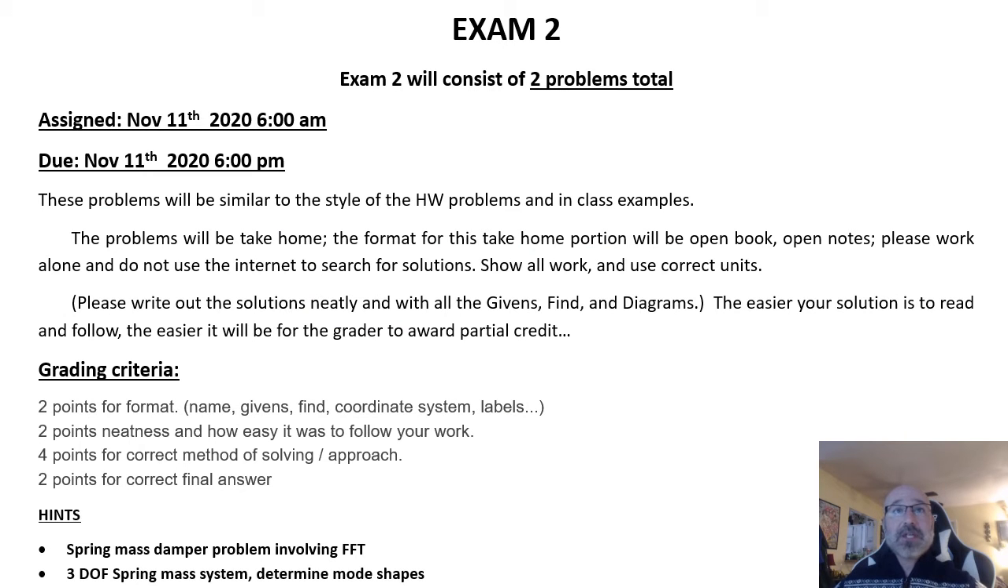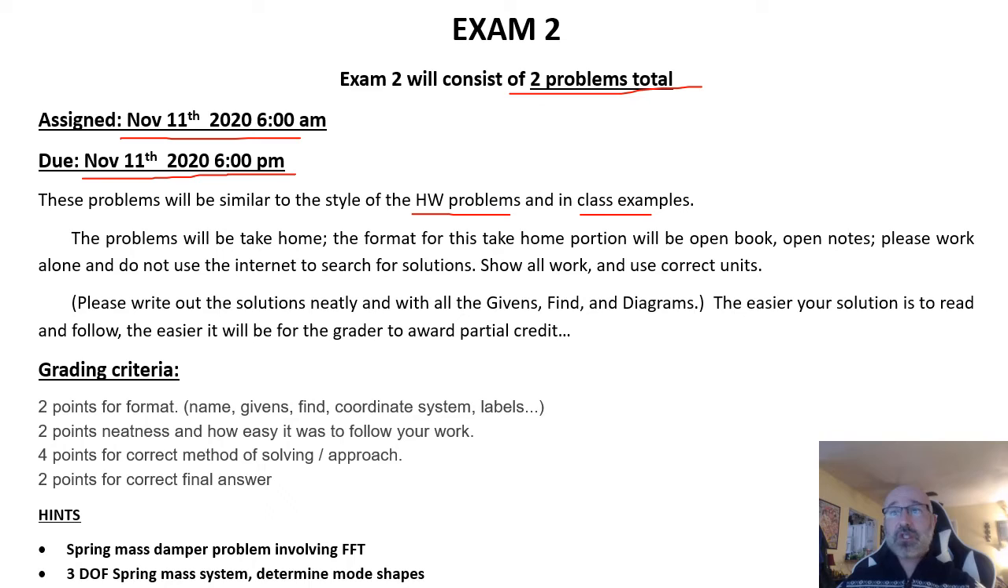So some details on exam number 2. Exam number 2 is going to be the same as exam number 1 as far as the fact that there's going to be 2 problems. Again, it's going to be assigned on the 11th at 6 a.m. It'll be due on the same day by 6 p.m. Problems are going to be very similar to the same things you've seen in your homework and in the in-class examples. It's going to be take-home format, but please work alone.